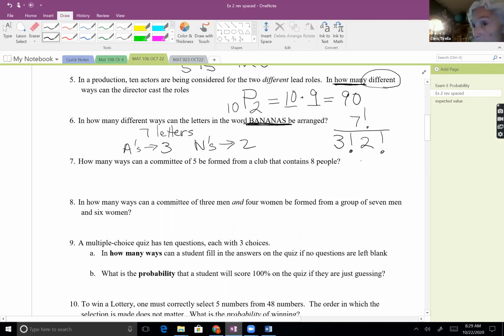If you're entering this in your calculator, remember, you've got to put parentheses around that denominator. With my calculator, I go: 7, probability, arrow over to factorial, divide by, open parentheses, 3, probability, arrow over to factorial, 2, probability, arrow over to factorial, close parentheses, and I get 420.